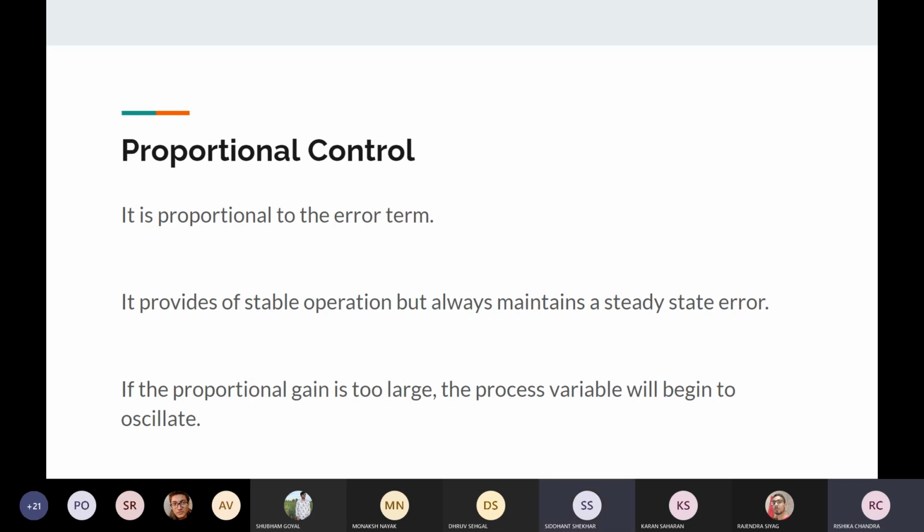Can anyone tell why it always maintains a steady state error? If the input is steady, then it is proportional to the input. No, see, let's have a look at the graph.